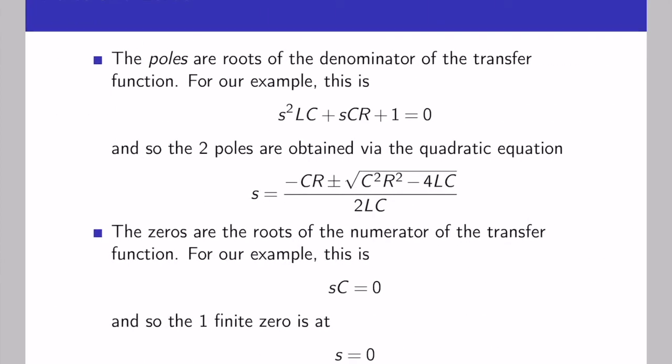The zeros of the system are going to be the roots of the numerator of the transfer function. So for our example, the numerator was sC; set it equal to 0 and solve for s, and we find s is equal to 0. And that means that we have one zero at 0.